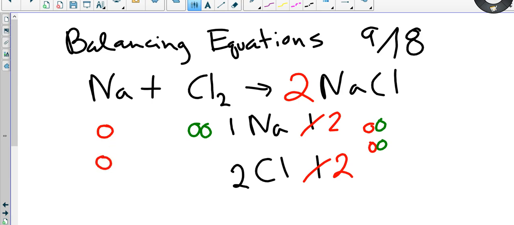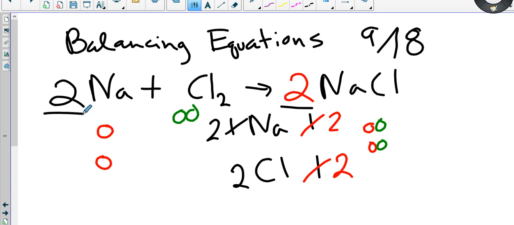So now, I'm going to scoot the chlorine over. Now I have 2 sodium atoms, 2 chlorine atoms, 2 sodium atoms, 2 chlorine atoms. This is balanced. So what I have done is I've added these numbers in front. That is the only thing you can do to balance equations.